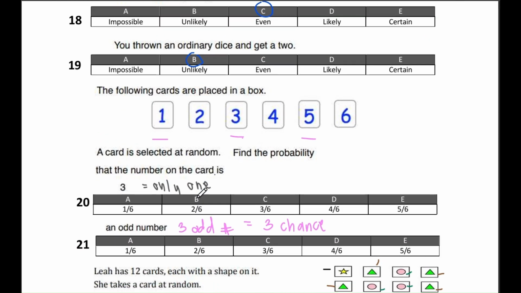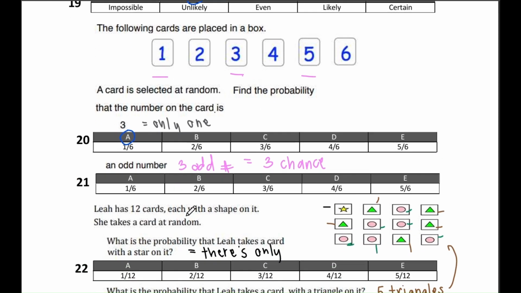Question number 20. The cards in a box are the numbers 1, 2, 3, 4, 5, and 6. A card is selected at random. Find the probability that the number on the card is 3. Our options are A, 1/6, B, 2/6, C, 3/6, D, 4/6, and E, 5/6. The answer is option A, 1/6. There's only one card with the number 3 on it, out of a total of 6 possible cards.